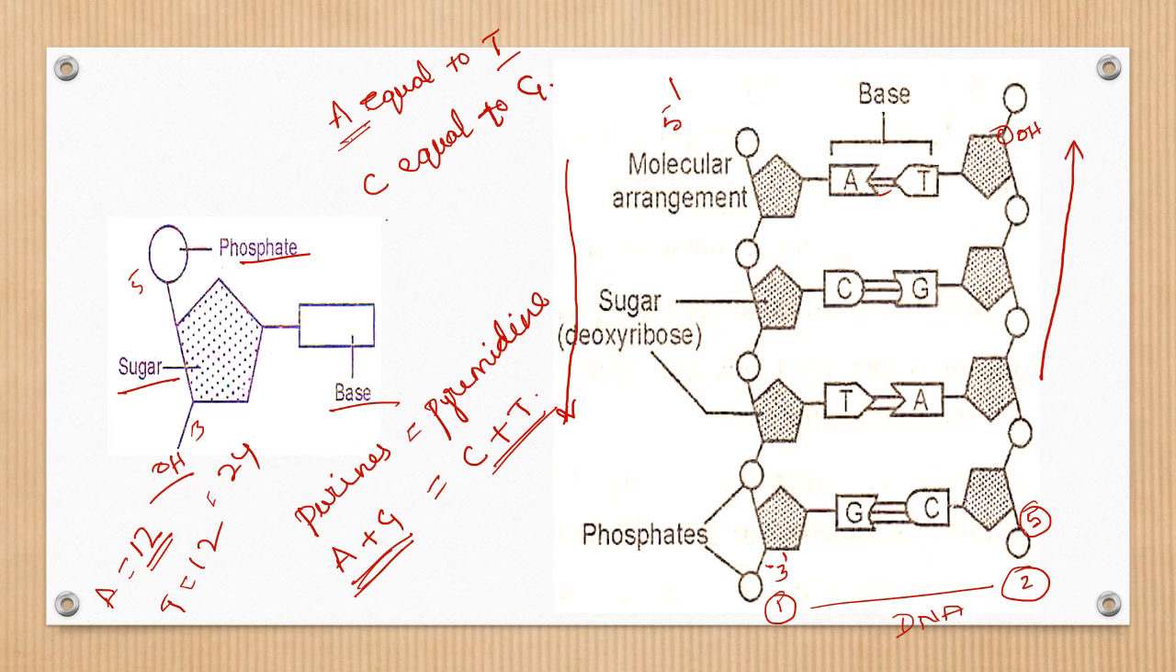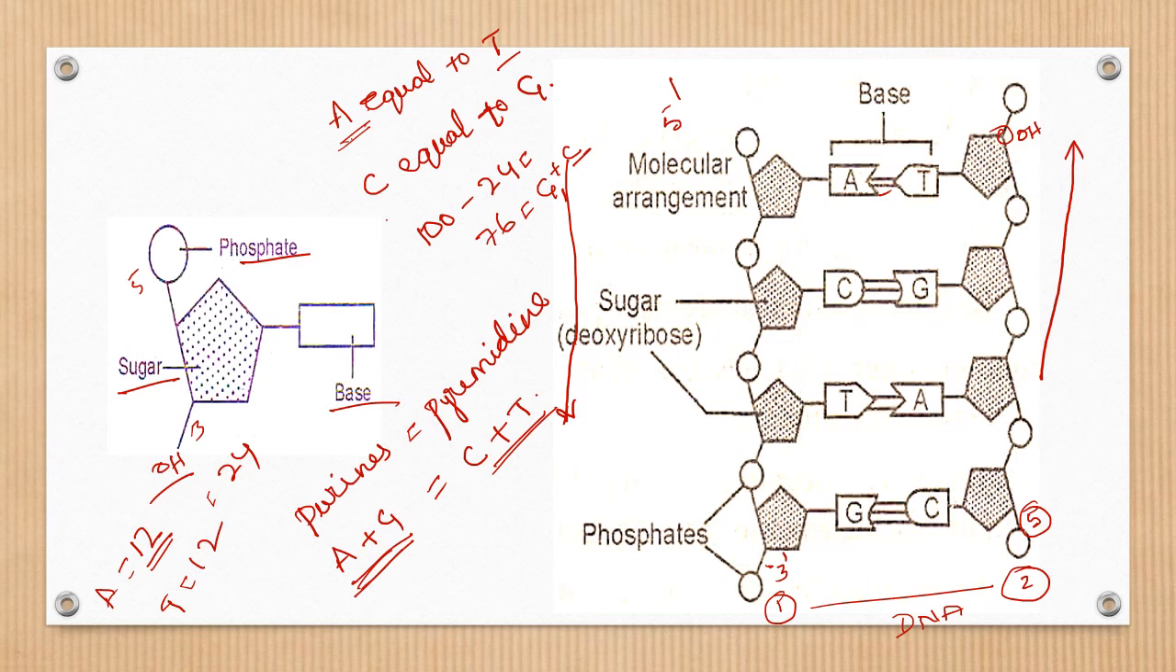Now, if you consider that in a polynucleotide chain, 100 nitrogen bases are present. So in that 100, 24 are the A and T. So that means 100 minus 24. It becomes how much? 76. It is G plus C. That means G and C equal to 76.